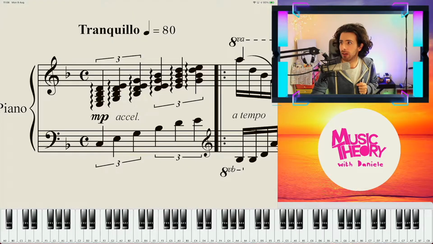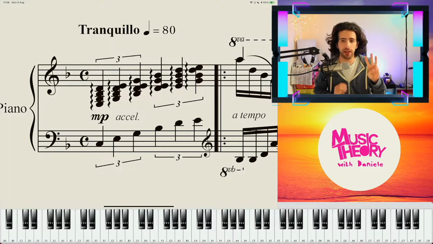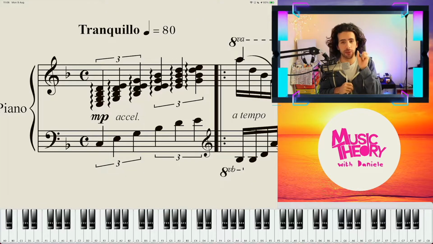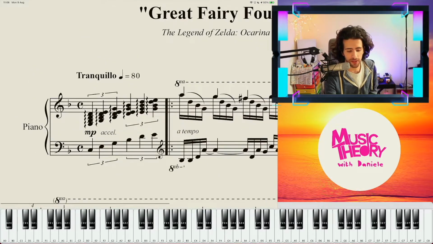Sorry, 2 notes. 3 notes that are evenly splayed across the value of 2 beats. Yeah. The alternative is quite common: quaver triplets.